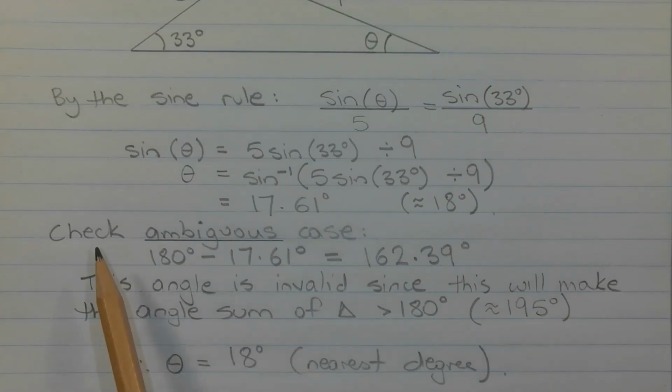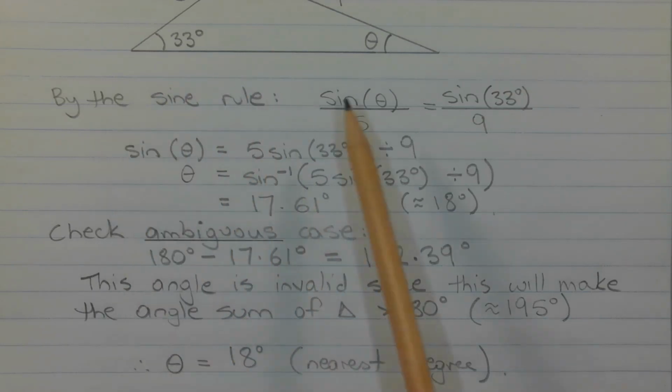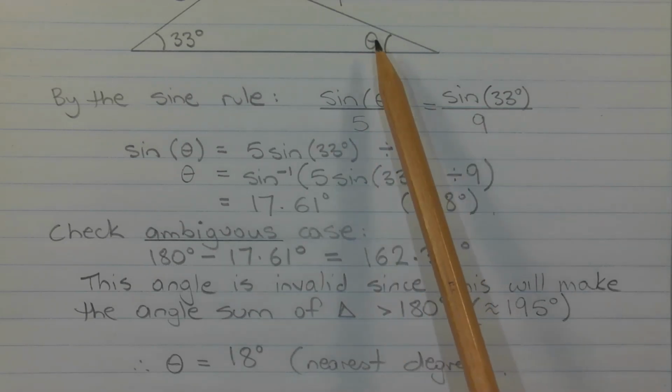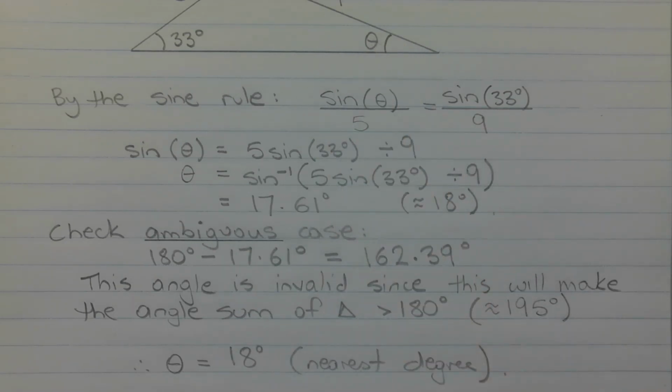The final step is to check the ambiguous case. Because we're dealing with the sine rule for unknown angles, there may be two solutions, an acute angle solution and an obtuse angle solution. And the question itself does not state whether theta is acute or obtuse. So what we need to do is to find the obtuse angle and then test its validity by using the angle sum of a triangle test.